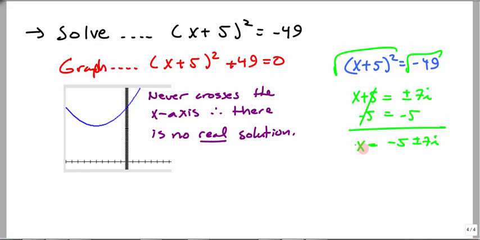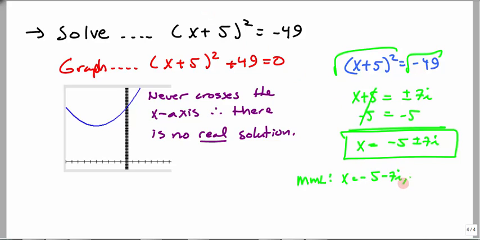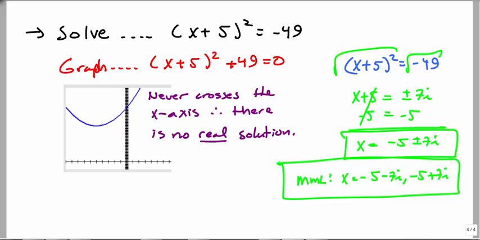Now I can't check this on the calculator, but it's a complex number and our calculator only graphs in the real number system. So the fact that this never crosses the x-axis tells us there's no real solution, and here are my complex solutions that go with that. Now remember, in my math lab, you'd need to write this x equal negative 5 minus 7i, negative 5 plus 7i. A little bit of a difference there.